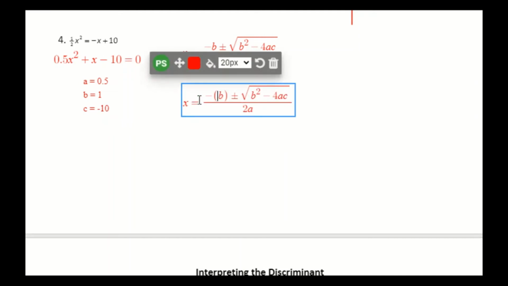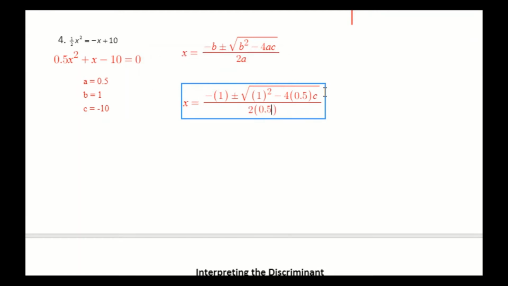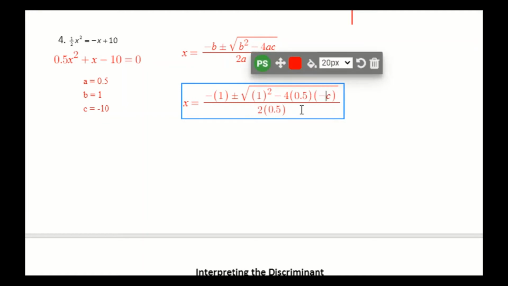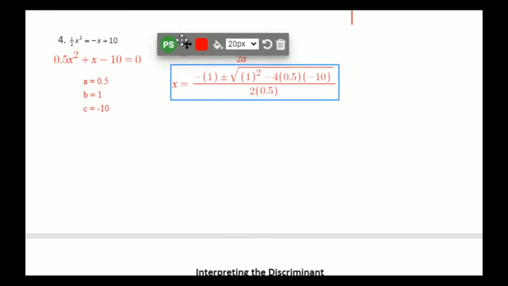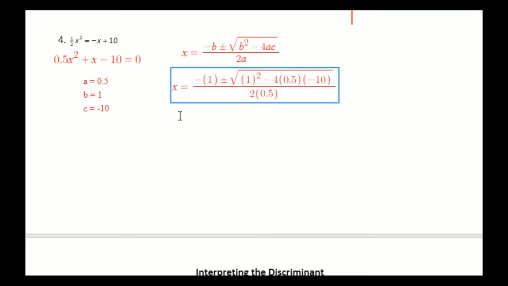So my b value is 1. Plug that in. My a value is 0.5, so I'm going to throw that in as well. Oh, geez, having trouble typing here. And then c is negative 10. Okay, so you guys, this is problem number 4 now of doing basically the same thing. So you guys know the drill, or should know the drill by now.